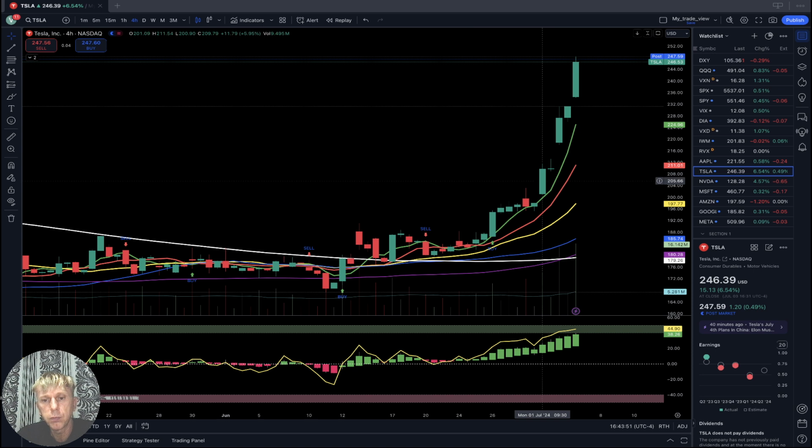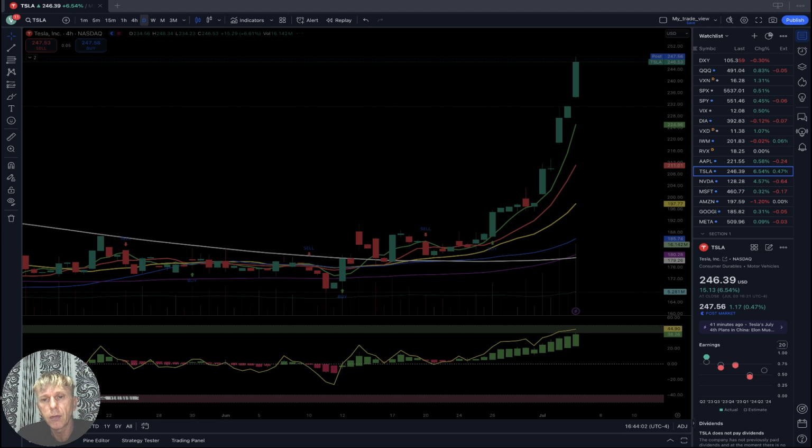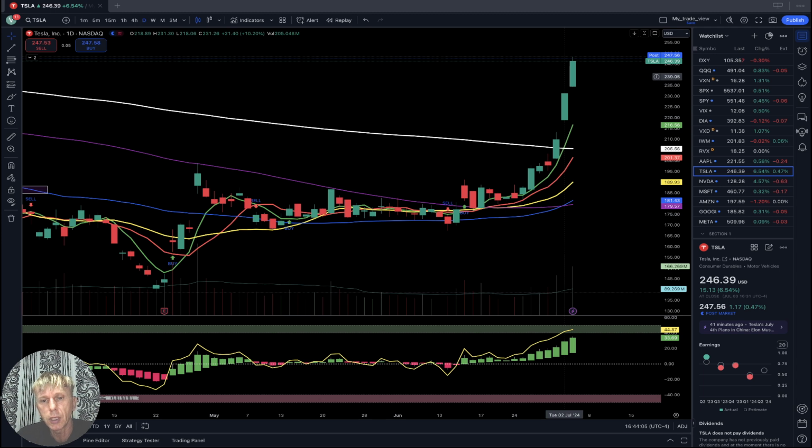4 hours time frame, powerful bull run, also RSI in the overbought territory. It definitely wants to have correction because it's very disconnected from all moving averages. Daily time frame, same story, huge disconnection, bullish trend, RSI overbought territory. Usually it can do reversal from this level.